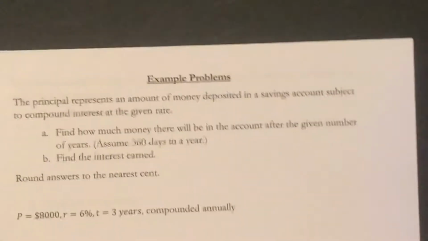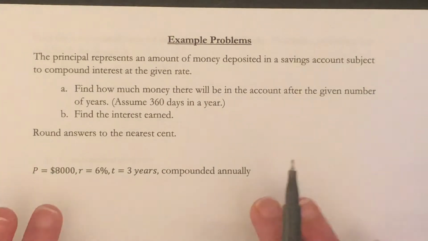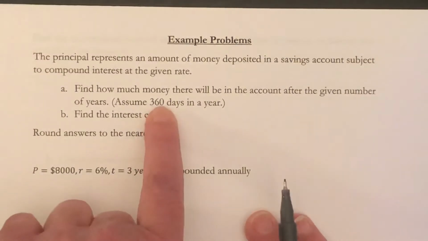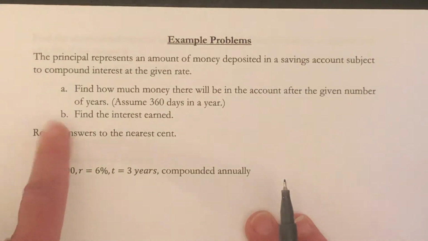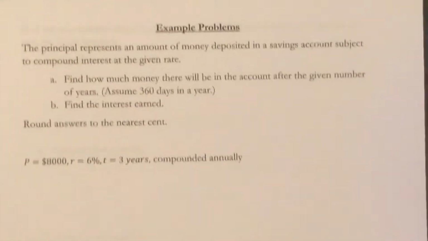So let's work a few example problems. For all of these, we're told the principal represents the amount of money deposited in a savings account subject to the compound interest at the given rate. Two parts: first, find out how much money there will be in the account after the given number of years, and we're assuming 360 days in the year. And we want to find the interest earned. We're supposed to round our answer to the nearest cent.